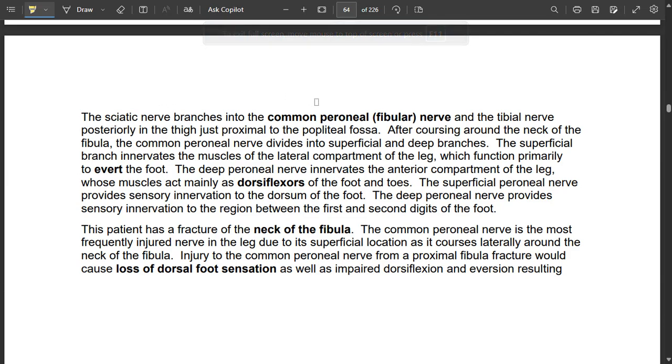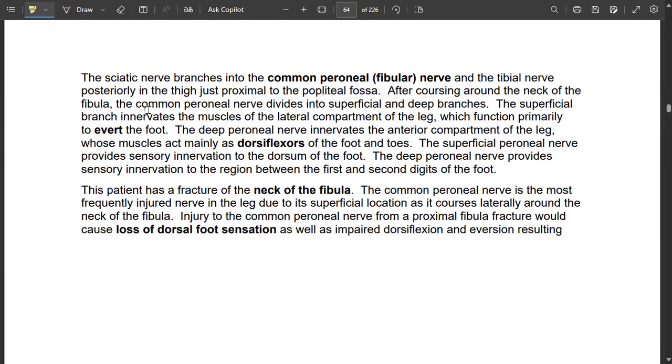The sciatic nerve branches into the common peroneal nerve and the tibial nerve, posterior in the thigh, proximal to the popliteal fossa. After coursing back around the neck of the fibula, the common nerve divides into superficial and deep branches. The superficial branch innervates the muscles of the lateral compartment of the leg, which help in eversion of the foot. The deep nerve innervates the anterior compartment of the leg, whose muscles dorsiflex the foot and toes.